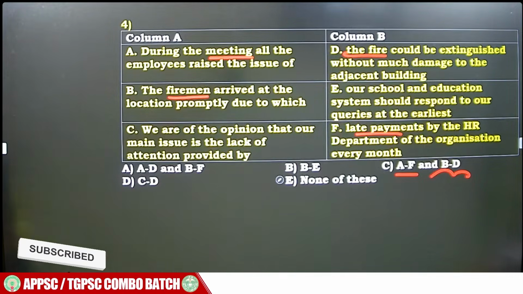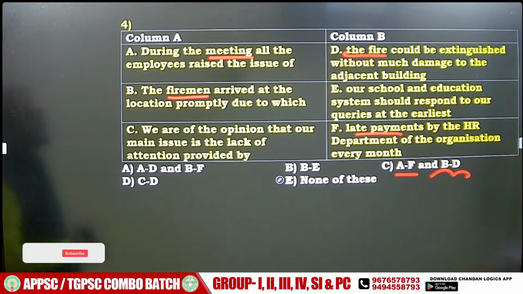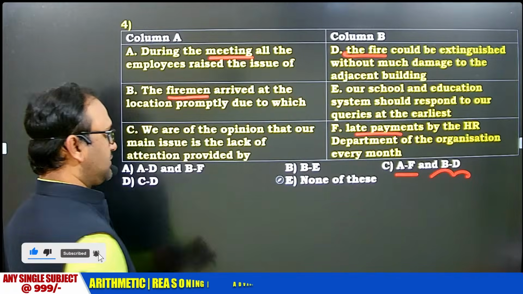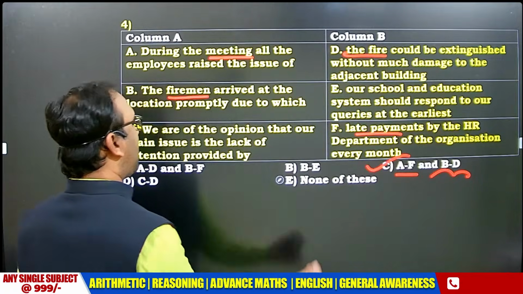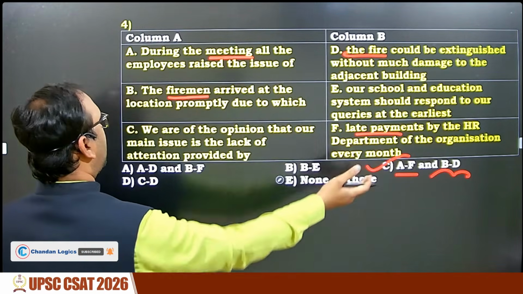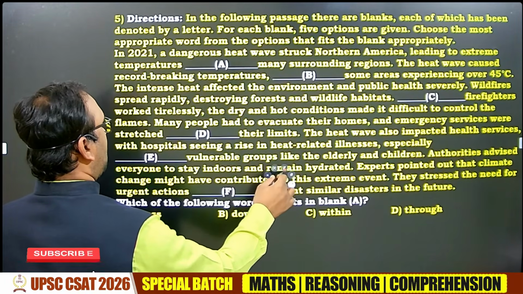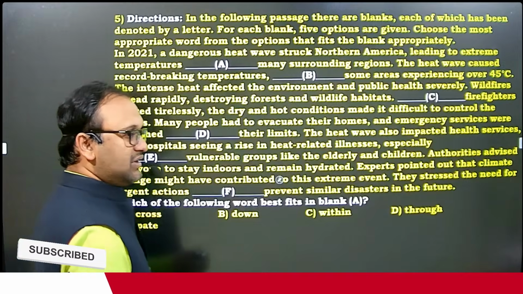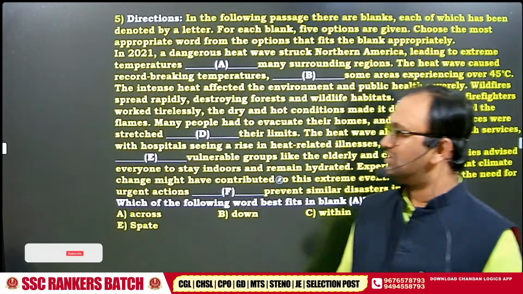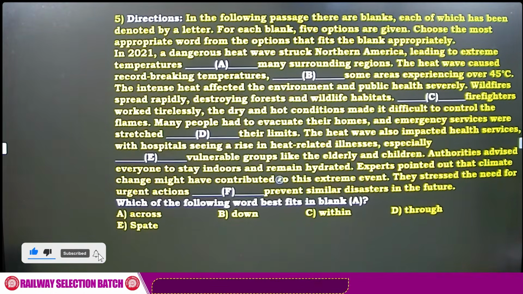Read them. The firemen arrived at the location promptly, due to which the fire could be extinguished without much damage to the adjacent building. Perfect. BD is perfect. Okay. So the firemen came and they stopped the fire. Nice. And the salaries were late, so the employees demanded quick salaries. Perfect. Okay. After having successfully completed a very easy section called column based, we'll move on to a very wonderful section called close test. Yes, here is the close test.